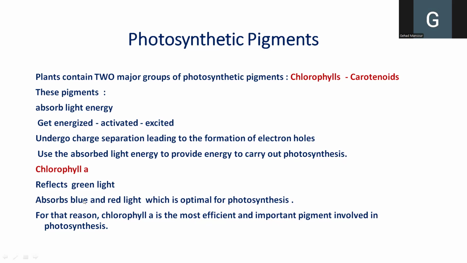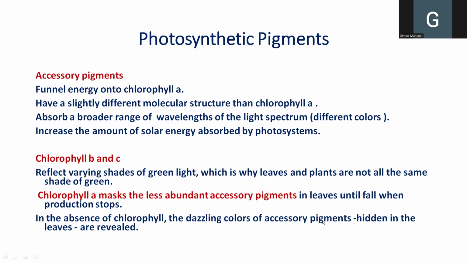So if the blue range and the red range are the optimal ranges for photosynthesis, and if chlorophyll A is the one that absorbs best in the blue range and in the red range, then definitely chlorophyll A will be the most efficient and important pigment for photosynthesis. On the other hand, the accessory pigments will be used to absorb energy in a wider range because, of course, they have different ranges that differ from that of chlorophyll A. So they are accessory, or they are assistants, to chlorophyll.